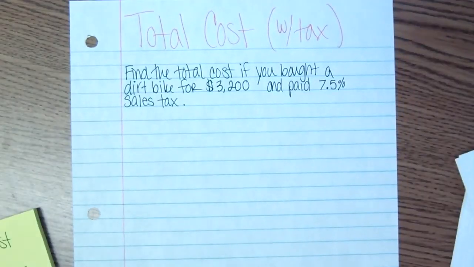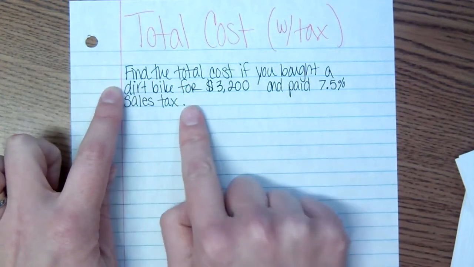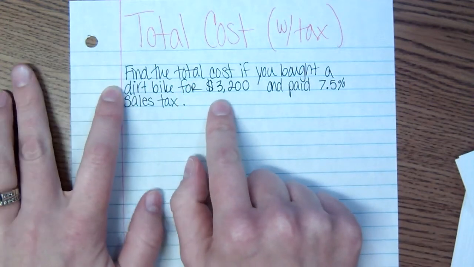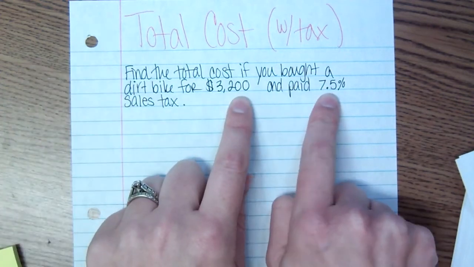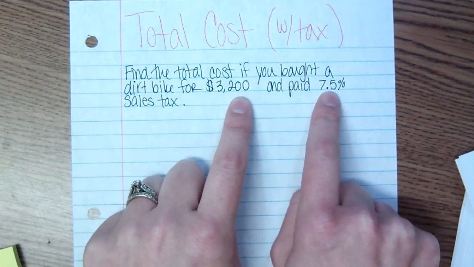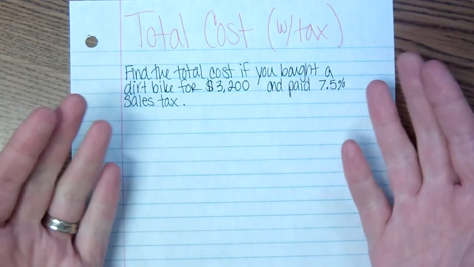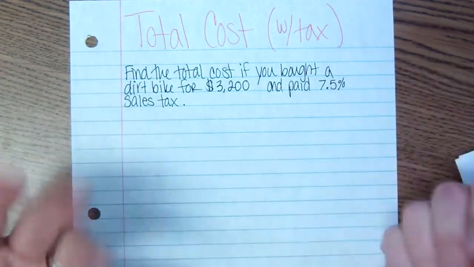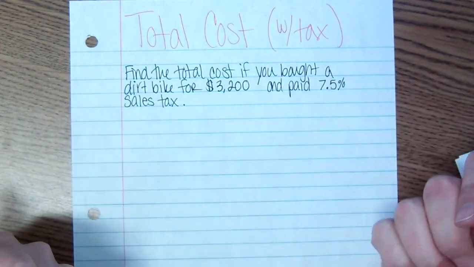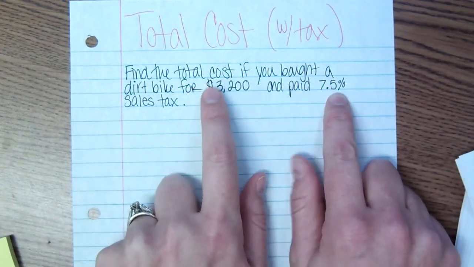Okay, the total cost of an item with tax. Find the total cost if you bought a dirt bike for $3,200 and you paid 7.5% in sales tax. The government charges us sales tax. It goes towards paying for a bunch of things within our area and within our state.